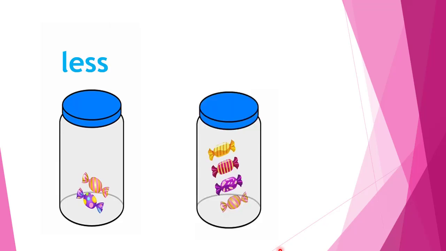Let's see what we have. We have a jar with sweets. These sweets are less. And we have another jar. See, the sweets are more. Less sweets, more sweets.